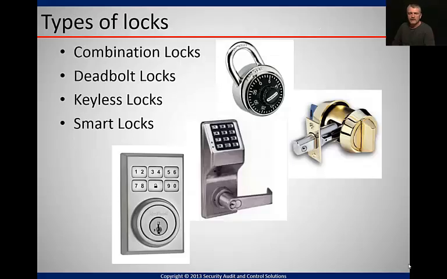Different types of locks you can see. There's combination locks. You know what that is. As you can see from the picture there on top, there's deadbolt locks, which means that the lock actually goes from the door inside the wall or the door containment area to ensure it can't be picked. There's keyless locks and also smart locks as well.